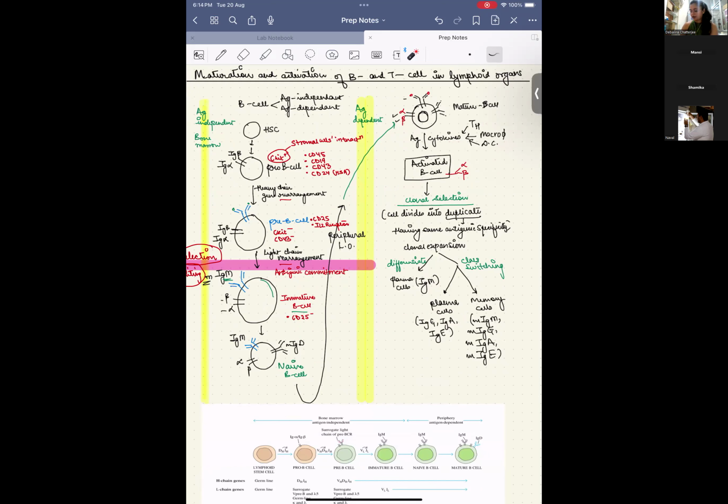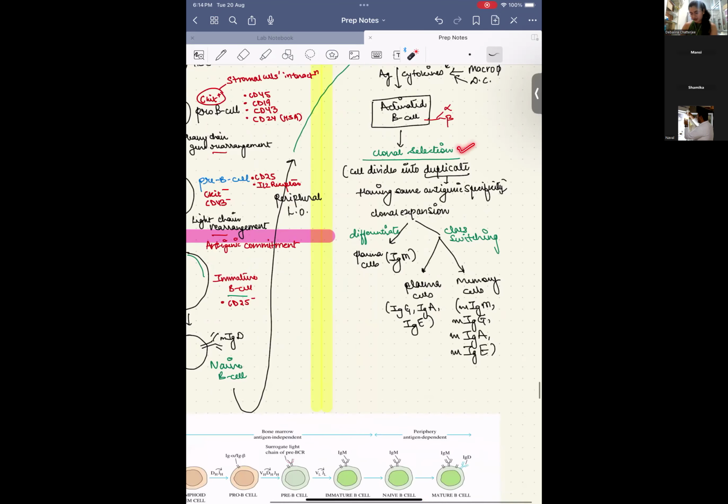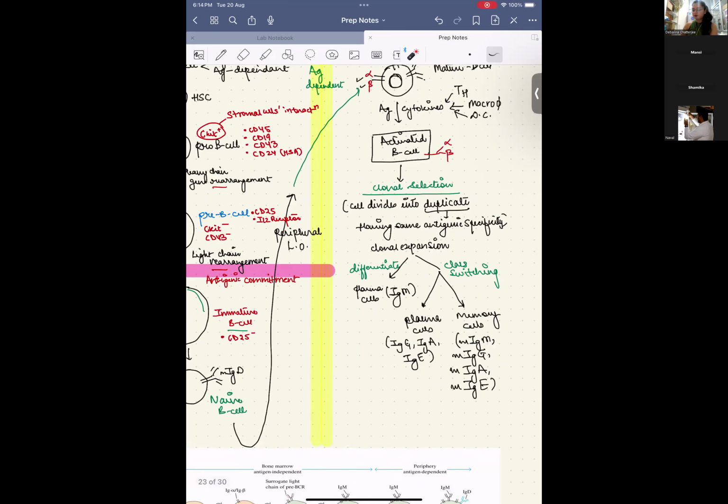So that they are activated. And once they are activated, they will undergo clonal selection, clonal expansion, and something called class switching. So we'll understand all of these things one by one.